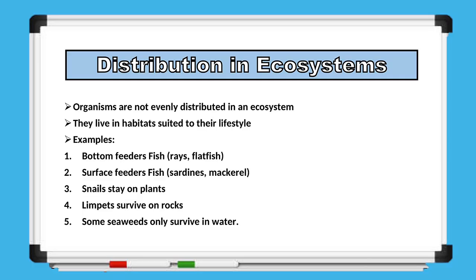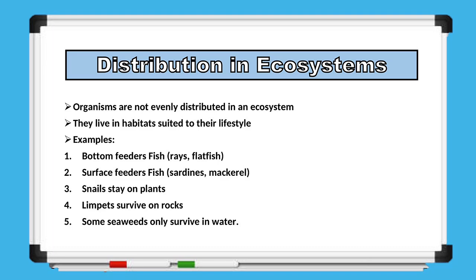Another important point to remember is that organisms are not distributed evenly within an ecosystem. Instead, they live in habitats that best suit their needs and way of life. For example, bottom-feeding fish such as rays and flatfish live near the seabed, while surface-feeding fish such as sardines and mackerel stay close to the water surface.